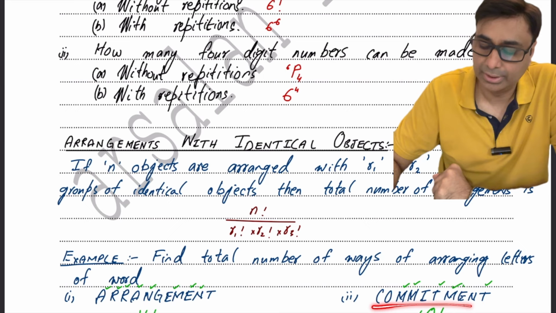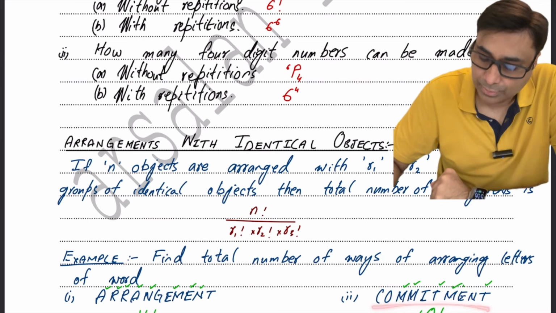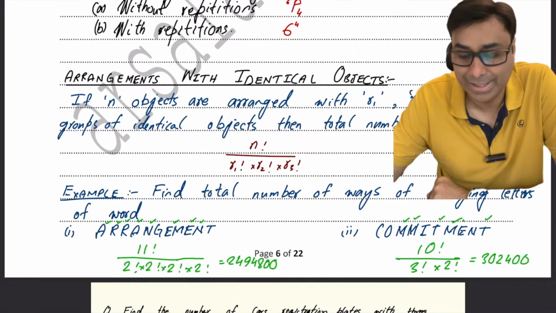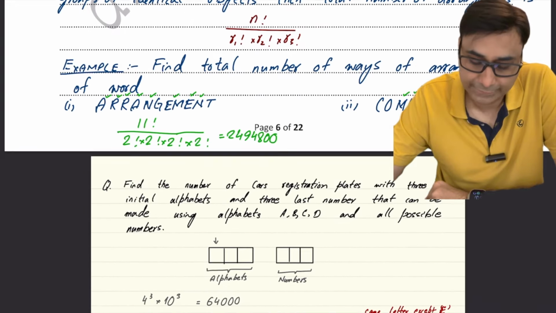Similarly, if I have to arrange the letters of the word commitment, I can see that there are 3 M's, so I divide it by 3 factorial. And if I see that there are 2 T's, I'm going to divide it by 2 factorial. And that's how I can get all possible ways of arranging these objects.